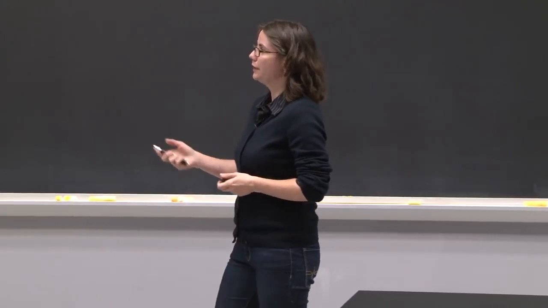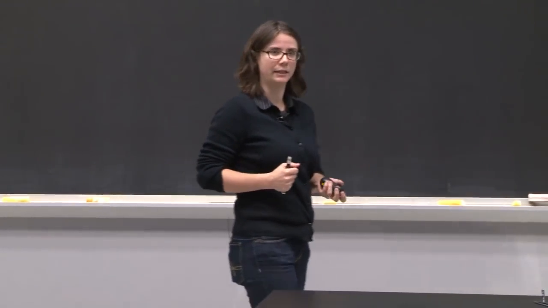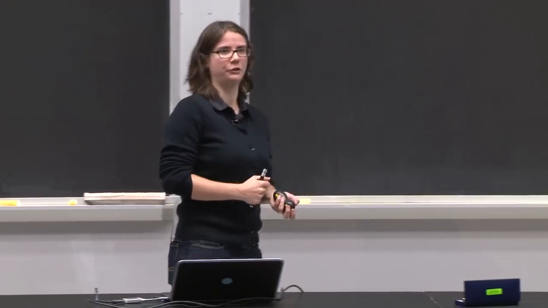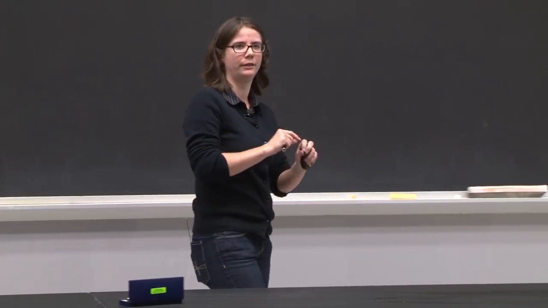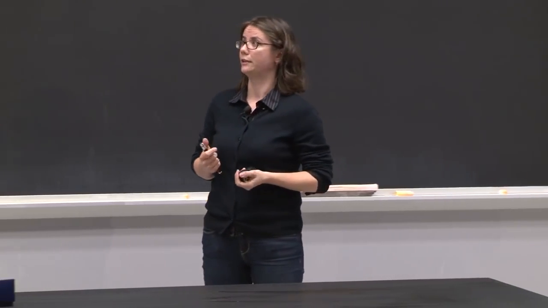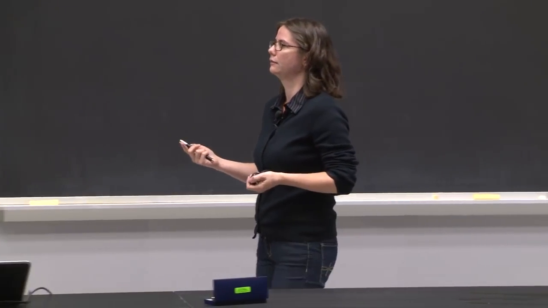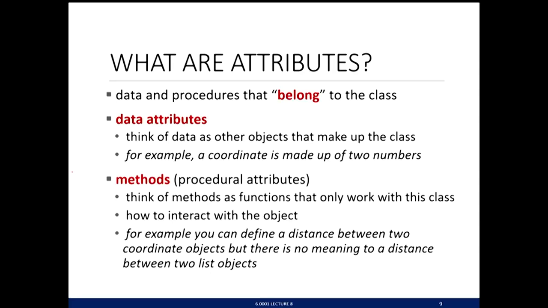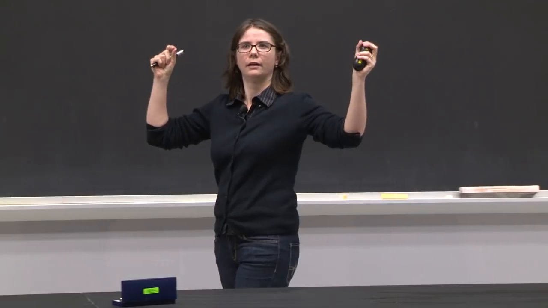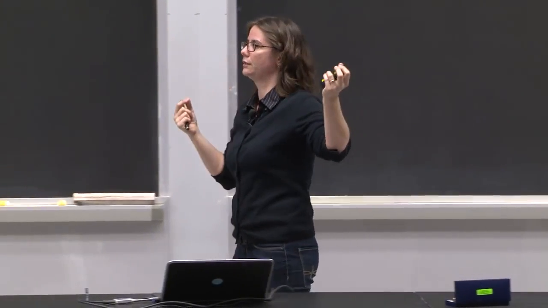So those are data attributes, and procedural attributes are better known as methods. And you can think of a method as a function, except that it's a function that only works with this particular type of object, so with a coordinate object in this case. So the methods are going to define how you can interact with the object. So in a list, for example, we've said that you can append an item to the end of the list, we can sort a list, things like that. So when you're defining methods, you're defining ways that people can interact with your object. So for example, for a coordinate object, we can say that we can take the distance between two coordinate points, okay? And that's going to be a way that you can interact with two coordinate points.